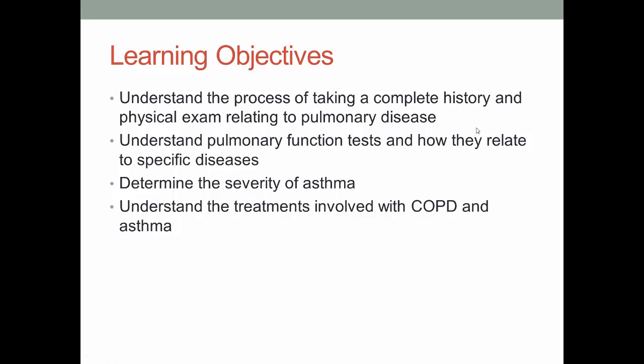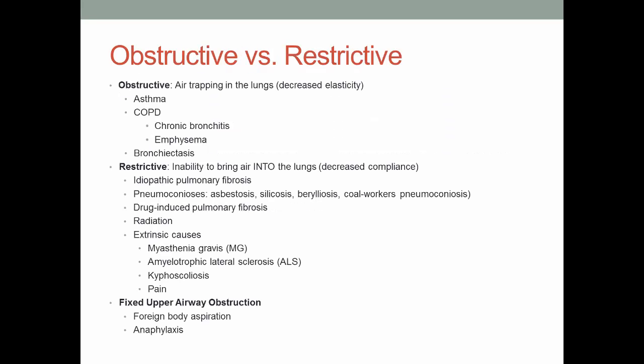Before we start, I'll quickly go over the learning objectives. The first one is to understand the process of taking a complete history and physical exam relating to pulmonary disease. If you listened to the prior podcast on how to take an H&P, this should be pretty simple, but I'll try to focus in on lung disease. The second is to understand pulmonary function tests, also known as PFTs, and how they relate to specific diseases, and to determine the severity of asthma based on symptoms and signs. And lastly, to understand the treatments involved with COPD and asthma.